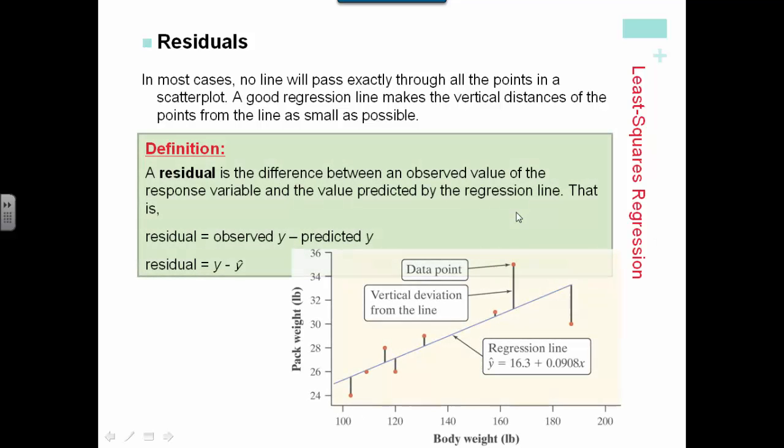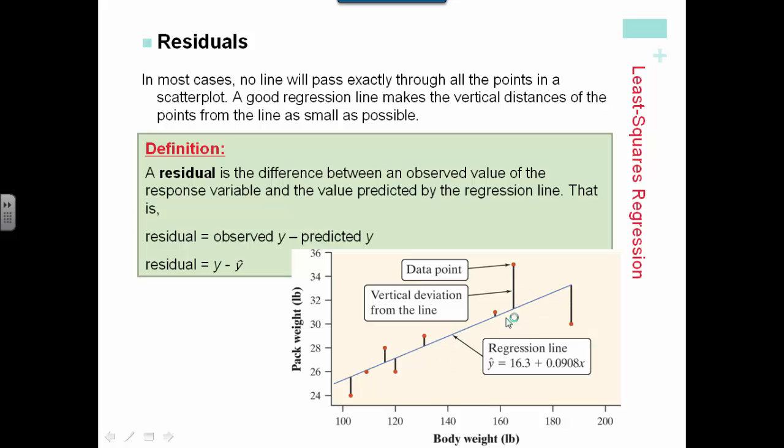A residual is the difference between an observed value of the response variable and the value predicted by the regression line. To find a residual, we take the observed y minus the predicted y value. So in other words, we take the actual y value from the graph and subtract the predicted y, which is on the line itself. So our equation for residual is observed y minus y hat, predicted y. Here you can see an example.